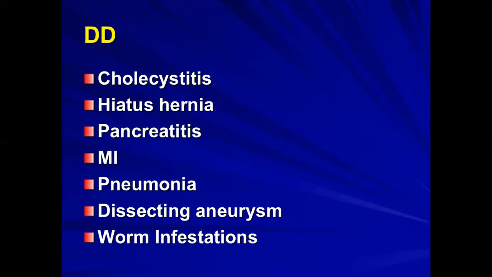Differential diagnosis: in all the symptoms, if your patient presents with upper abdominal pain, you have to rule out cholecystitis, hiatus hernia, pancreatitis, myocardial infarction. This is very important because many people rush to the emergency room due to vomiting and epigastric pain, especially elderly diabetic patients, but they have myocardial infarction instead of peptic ulcer or gastritis. Basal pneumonia can present with epigastric pain, vomiting, and other symptoms, as can dissecting aneurysms and worm infestation. So you have to rule out all of this.